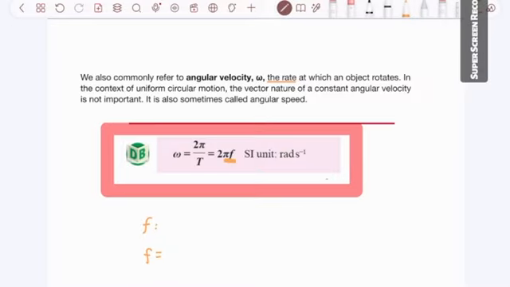We also commonly refer to angular velocity, which is shown by this symbol, omega, which is the rate at which an object rotates. So the rate here meaning that it's divided by time. In the context of uniform circular motion, the vector nature of a constant angular velocity is not really important, so that's why it's also sometimes called angular speed. It can be calculated through the formula 2 pi over T, as well as 2 pi f, f in this case being the frequency of the motion. And we know that we can calculate it through the formula 1 over T. That's why we can combine these equations in order to find omega.